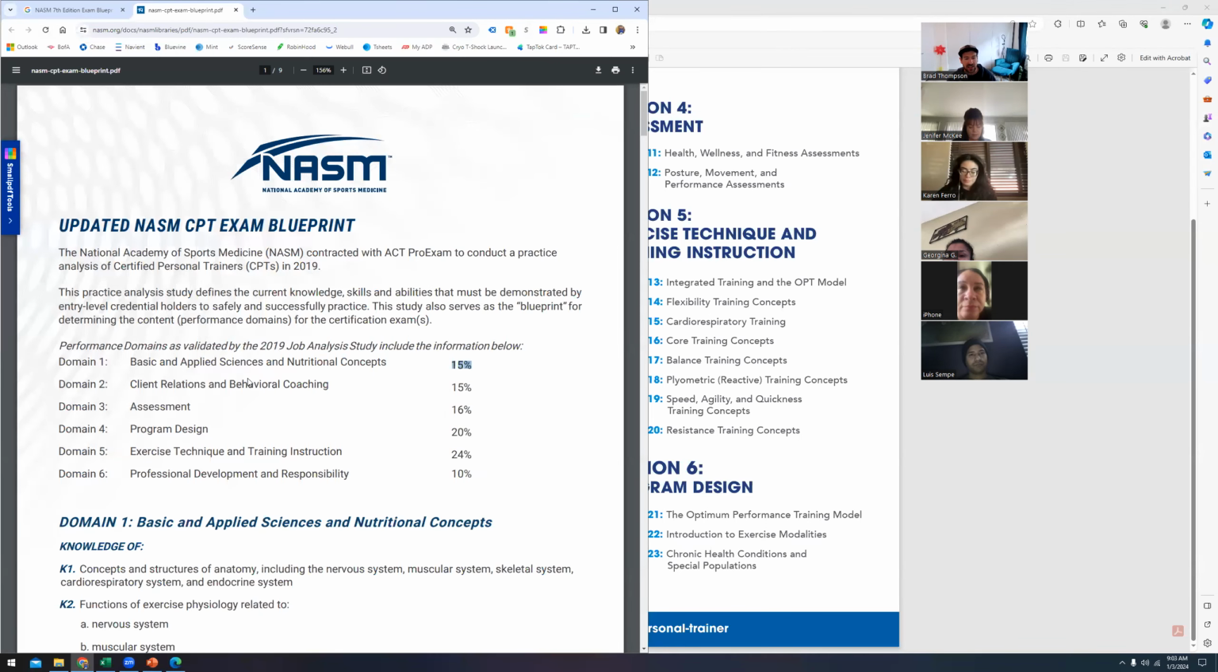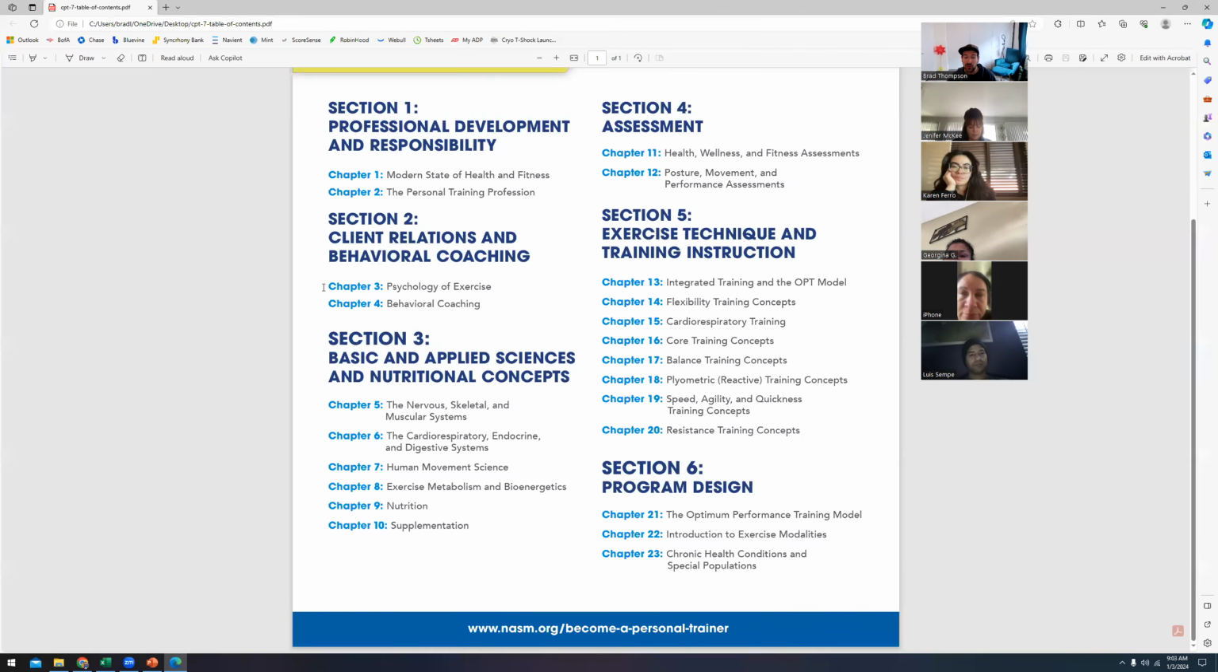So then we look at domain 2, that's going to be client relations and behavior coaching. Also about 15%, right? But that 15% is actually only coming out of 2 chapters here, chapters 3 and 4, which we will be getting into tomorrow. That's actually a pretty good percentage of those chapters. So if you do a good job with your client relations and behavioral coaching chapters, it's a lot less content to get 15 questions right out the gate.